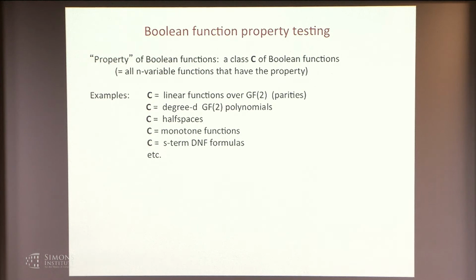Just to remind everybody, a property of Boolean functions is just another word for a class of Boolean functions. And in Boolean function property testing, the types of classes we typically consider are very similar to the types of classes we're concerned with in computational complexity. Classes like low-degree polynomials, half spaces, monotone functions, simple Boolean circuits, so on and so forth.